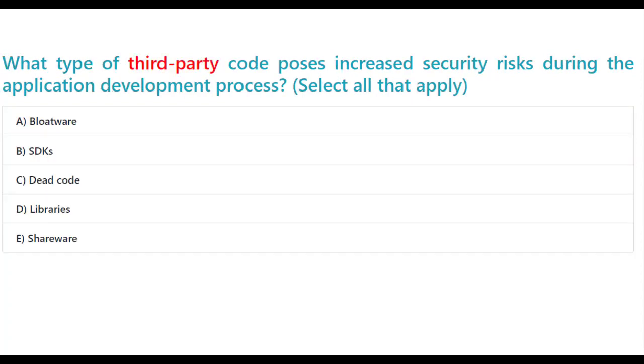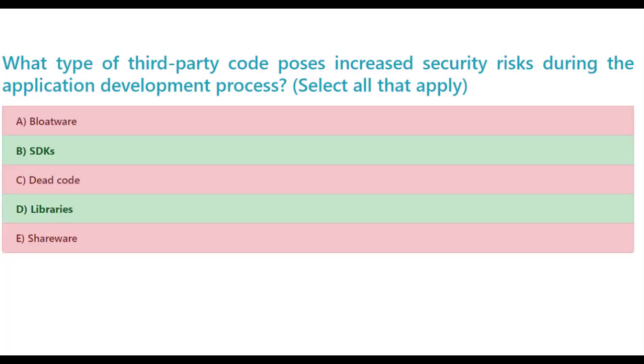What type of third-party code poses increased security risks during the application development process? Select all that apply. A. Bloatware, B. SDKs, C. Dead code, D. Libraries, E. Shareware. The correct answers are B. SDKs, D. Libraries.